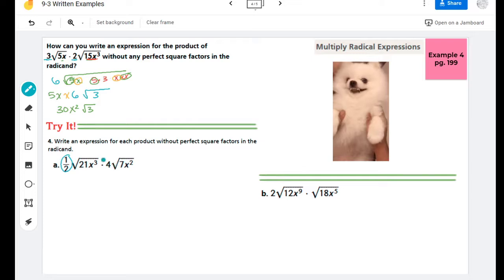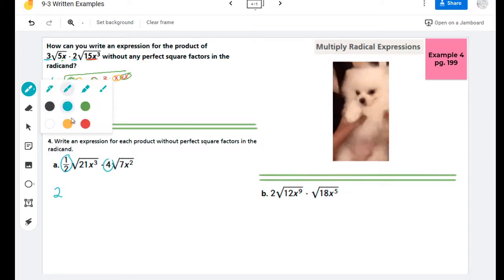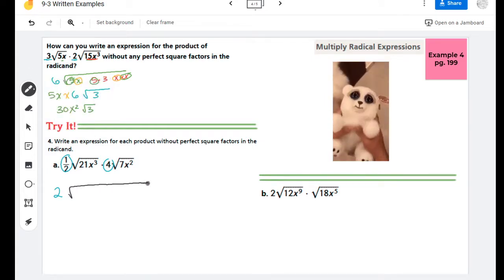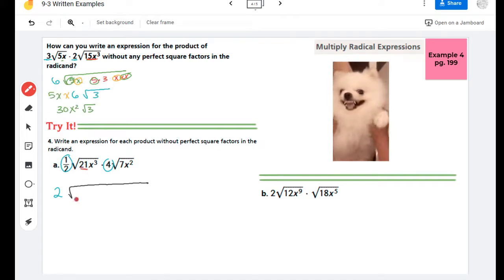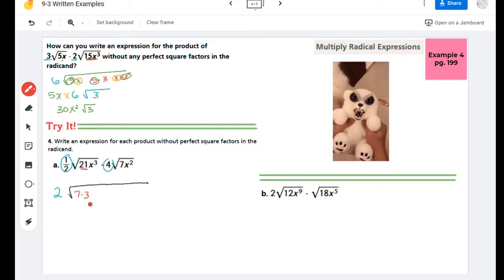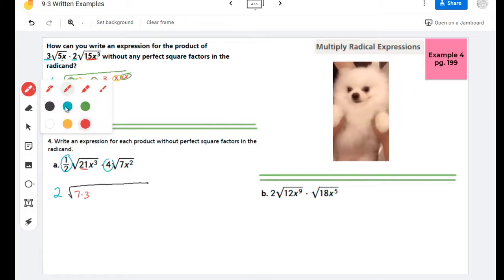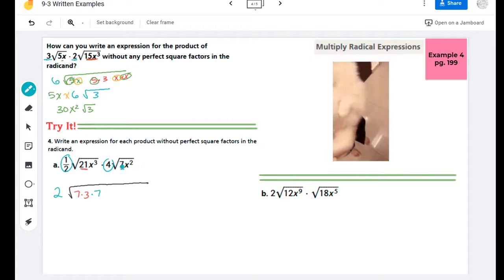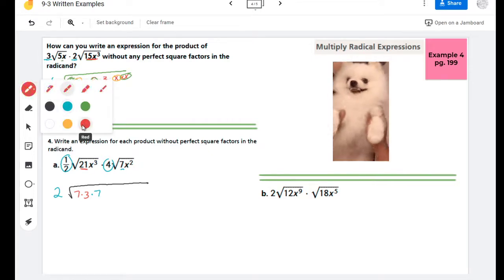So first I'm going to multiply my coefficients. So 1/2 of 4 is 2. And then we're going to take our radical and let's start putting stuff in. So the 21 is 7 times 3. And then I also have a 7 from here. I'm going to put all my coefficients together and then all my x's, to keep things a little easier.